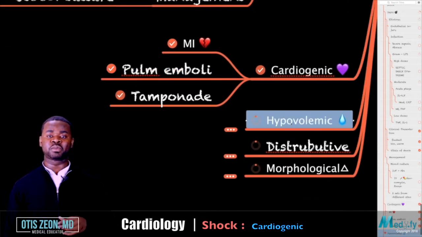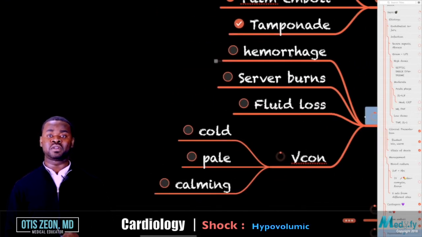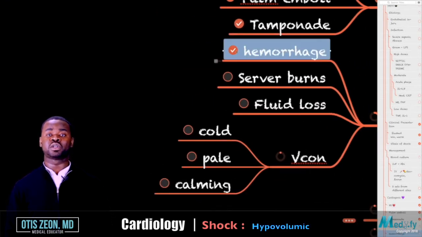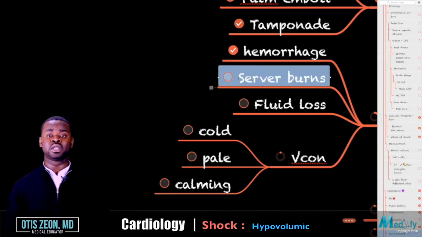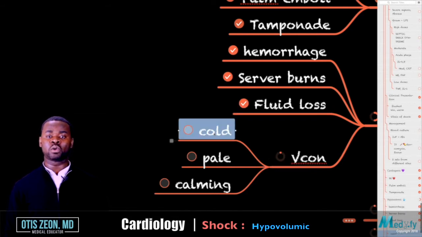Then you have hypovolemic shock. This is the most common shock and it's heavily tested. A person who has severe hemorrhage, it is very, very important to remember that. Those who have burns is very important because they're losing a lot of fluid. Of course, fluid loss is the ultimate cause that leads to hypovolemic shock here. The person may have vasoconstriction, the skin will be cold, pale, and clammy. All that is telling you that they are losing a lot of volume.